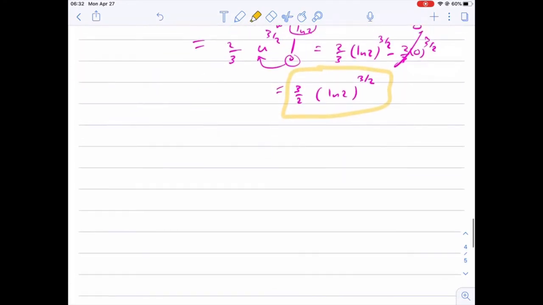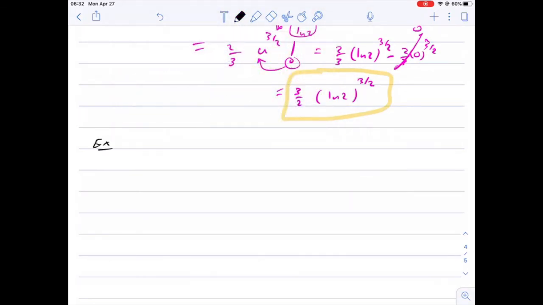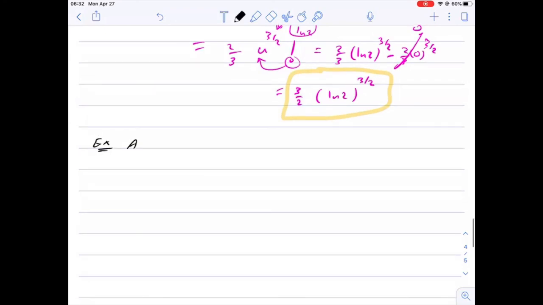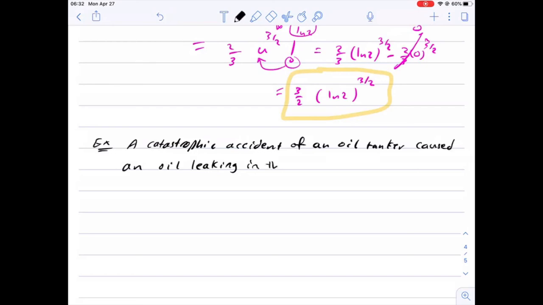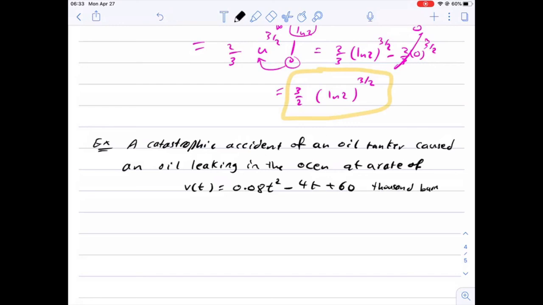Now the last example here is an application of this type of integration. So if a catastrophic accident of an oil tanker caused oil leaking in the ocean at a rate of 0.08 t squared minus 4t plus 60 barrels per day.